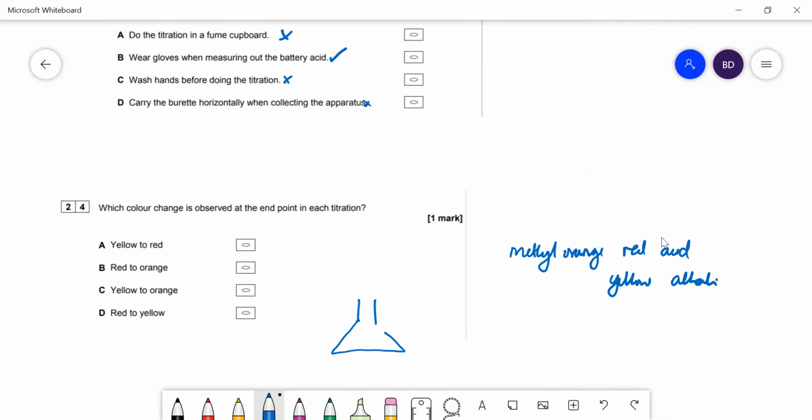You've got acid in there, so it's going to be red to start off with. As you add your alkali, if it goes yellow, you've gone too far. You've made it alkaline. You wanted to get it just before it goes alkaline, so you want it to be orange. So it's going to be red to orange. B is the right one. Okay, that is the end of that paper.